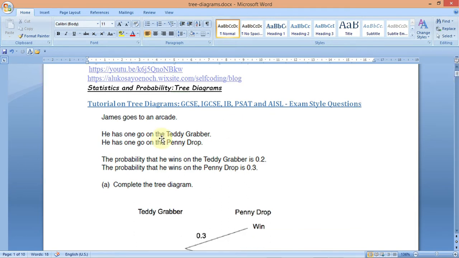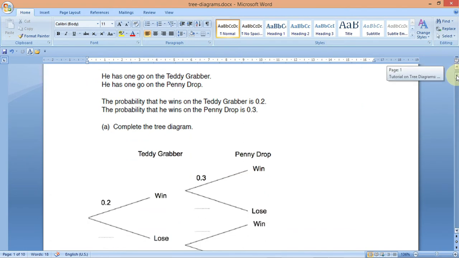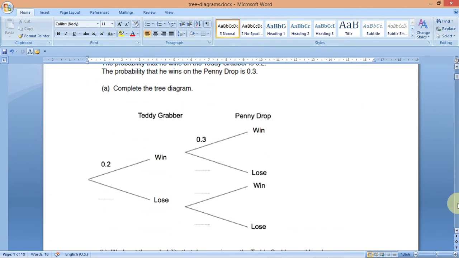James goes to an arcade. He has one go on Teddy Grabber. He has one go on the penny drop. The probability that he wins on Teddy Grabber is 0.2, and the probability that he wins on the penny drop is 0.3. So we have to complete the tree diagram for the question above. So this is question A.